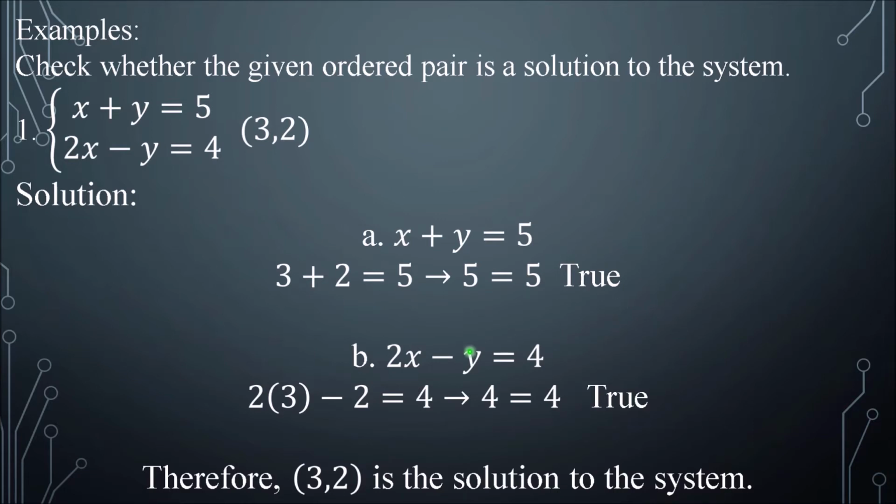Next, 2x minus y equals 4. We will substitute 3 for x and then 2 for y. So 2 times 3 minus 2 is equal to 4. 2 times 3 minus 2 is 4, and 4 is equal to 4, which is true. Therefore, the ordered pair (3, 2) is a solution to the system x plus y equals 5 and 2x minus y equals 4.